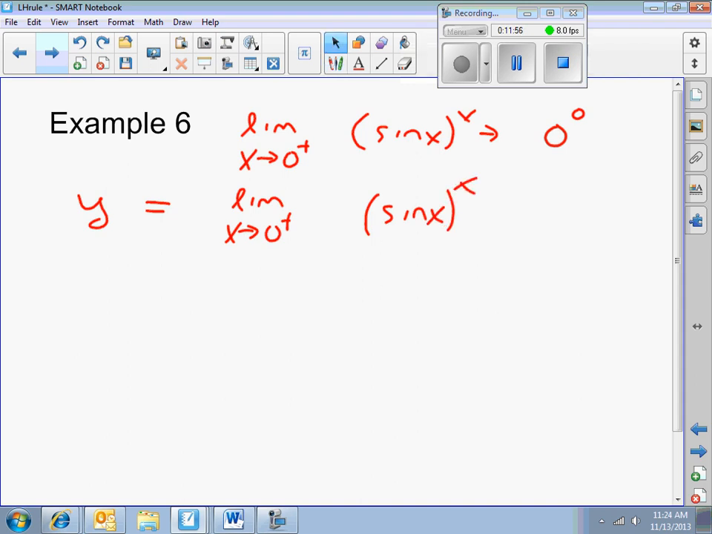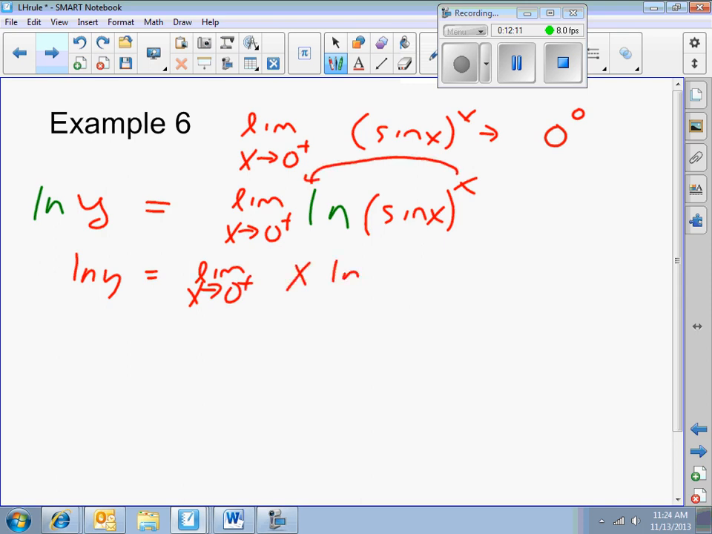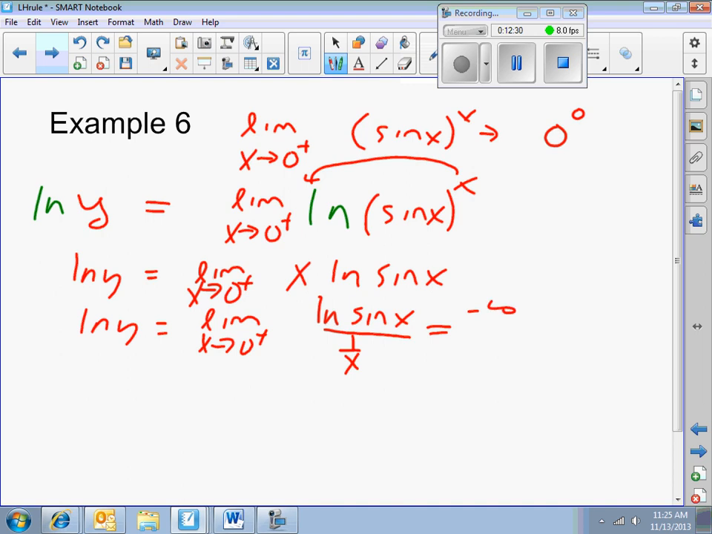So if I take the natural log of this side, I also have to take the natural log of this side. That makes the natural log of y equal to the limit as x approaches 0 from the positive side of, using that little trick here, x natural log sine x. The natural log of y is equal to the limit as x approaches 0 from the positive side. And we're going to do that same trick. Natural log of sine x over 1 over x. Now the natural log of 0 is approaching negative infinity, and if I put a 0 in here, that's approaching infinity, so that is indeed indeterminate.